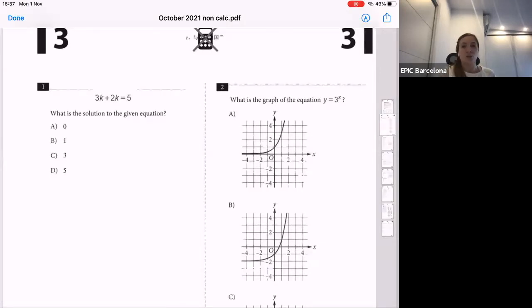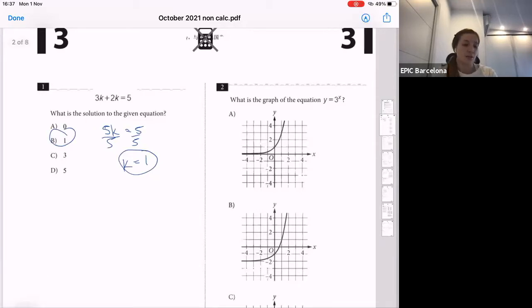Okay, so question 1, it's classic algebra. We just need to solve for k, it looks like. So I'm going to add 3k plus 2k, get 5k equals 5. Divide each side by 5, and I get that k is equal to 1. That should be the answer choice.